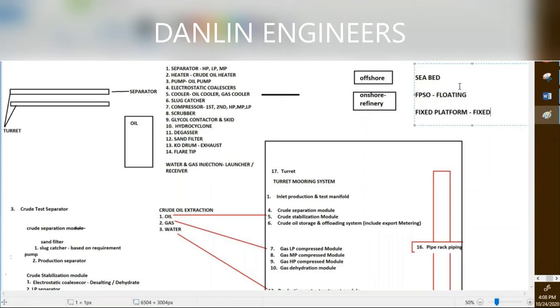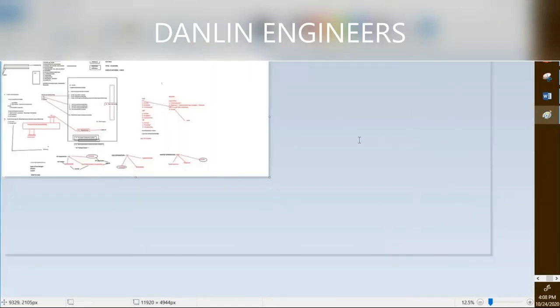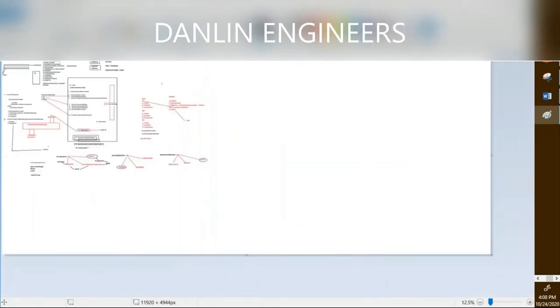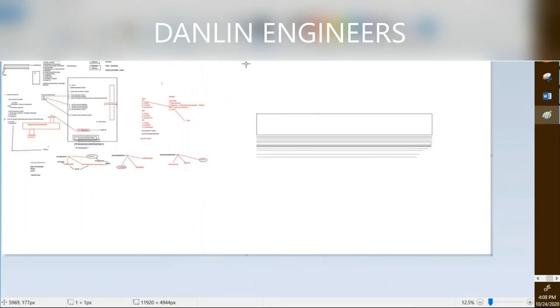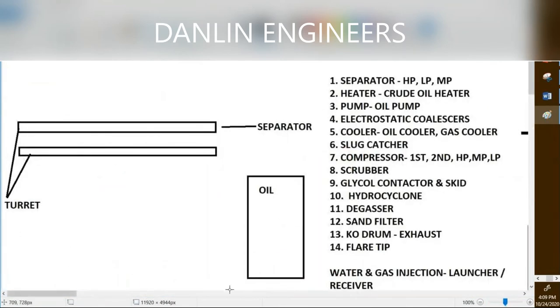If all the equipment is arranged in one hull, then that is the FPSO. If the same modules are arranged on a platform, then that is the fixed platform. So the understanding we need is what crude stabilization is and what crude separation is. We understood that these are the equipments that come into the picture, whether it's a fixed platform or an FPSO. This is the equipment arrangement.